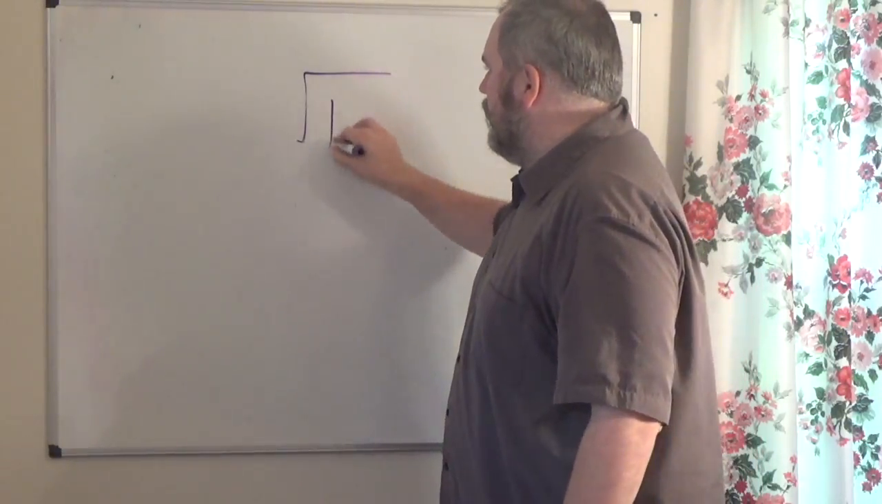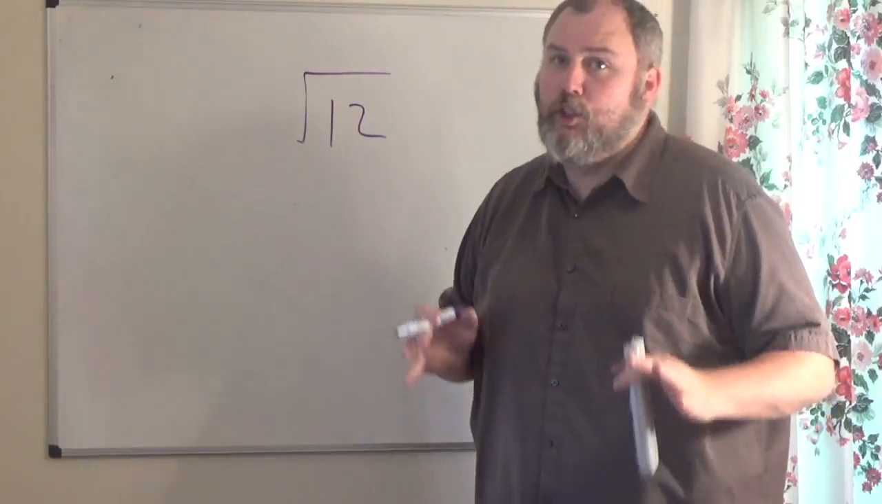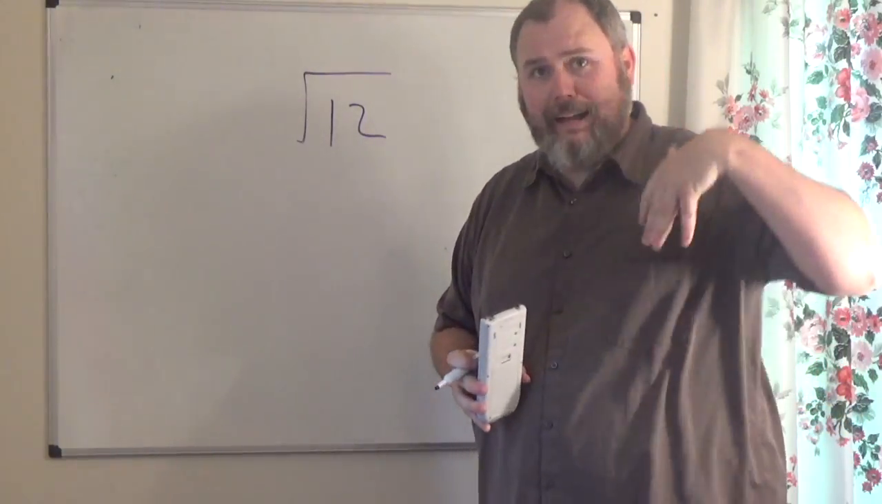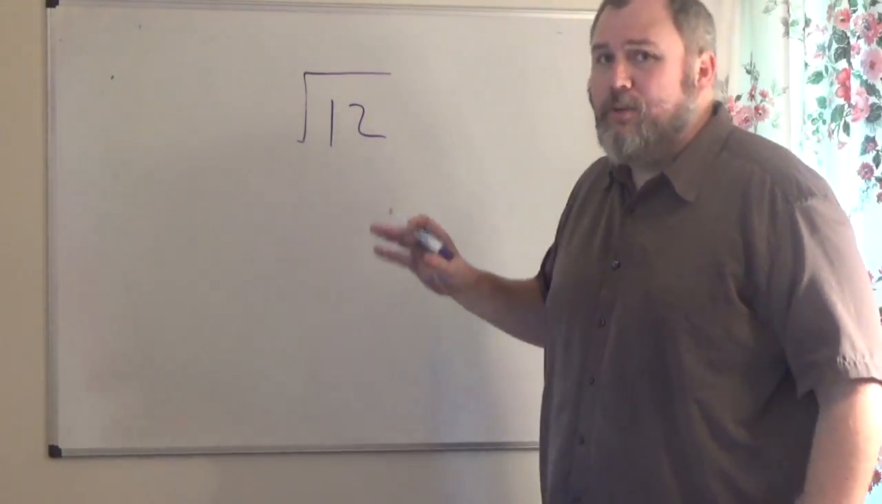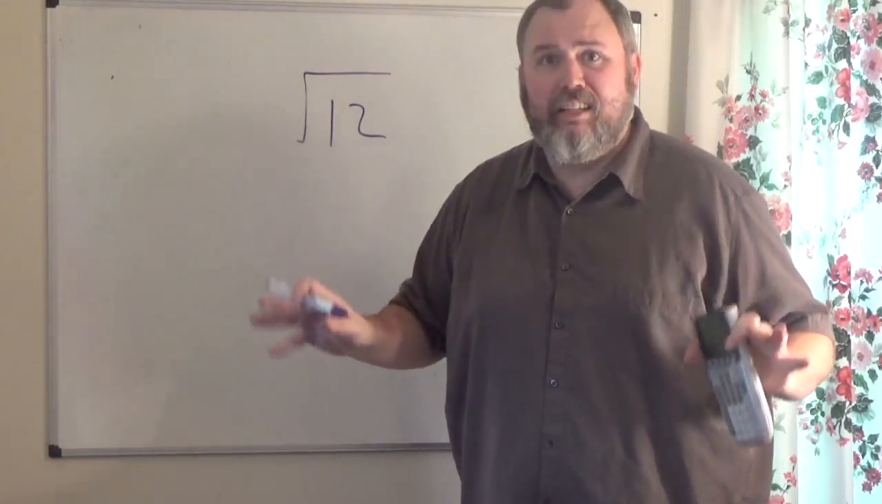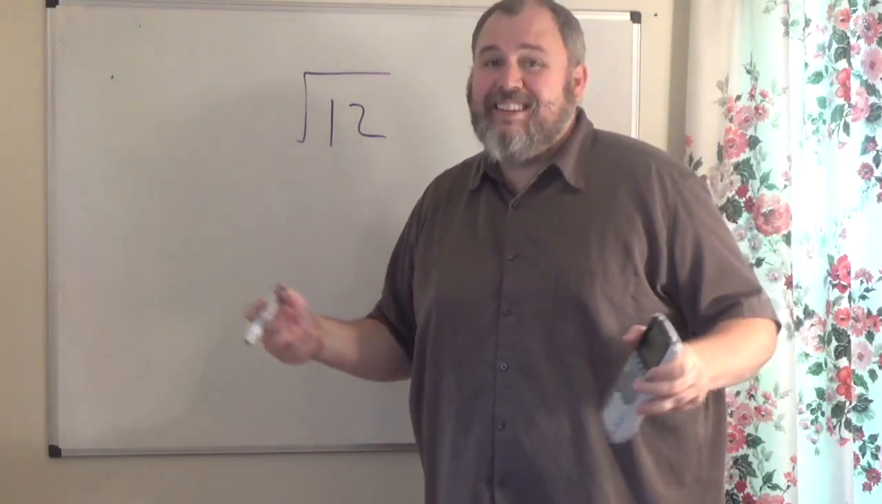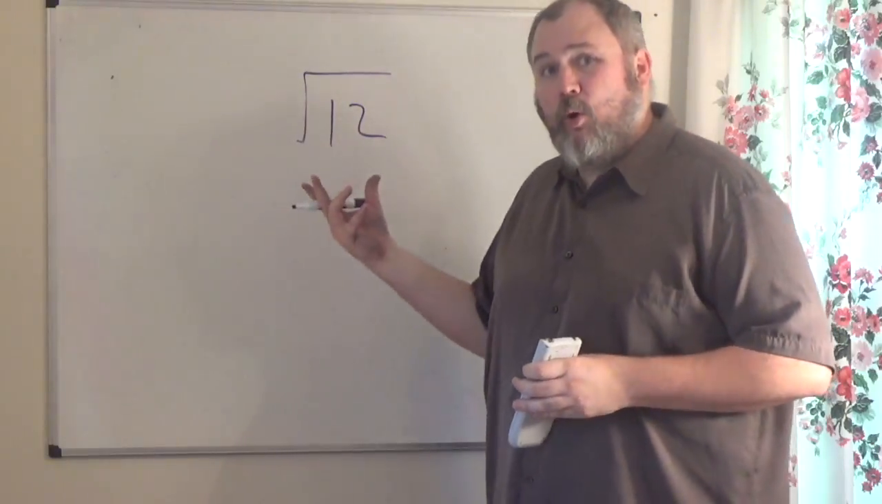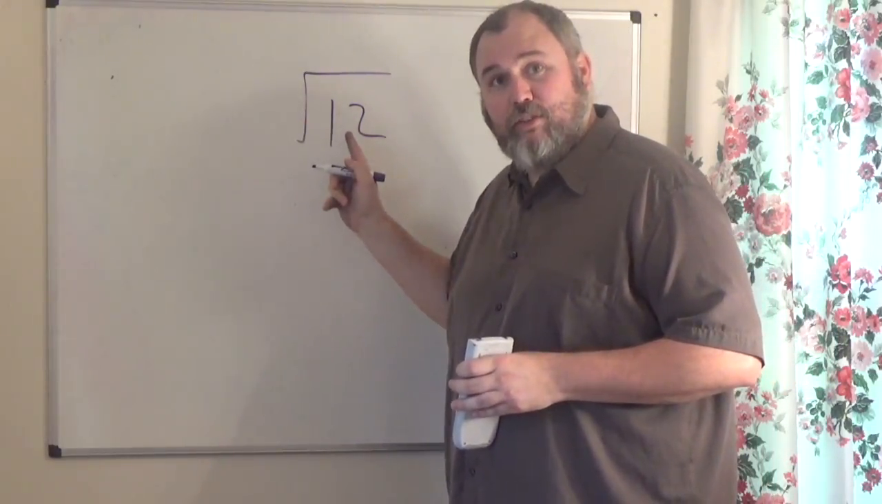Alright, so you are given something like this, the square root of 12, and your job is to simplify it. Go back to what I've told you before. You can put this in the calculator and you're going to get some funky looking number. We don't want to do that. When I say simplify, I want you to pull out anything that's a perfect square.